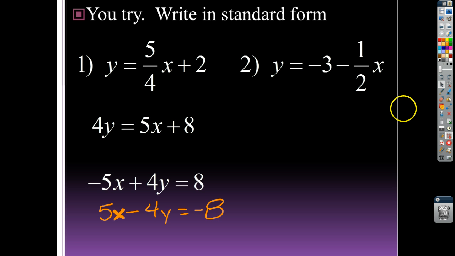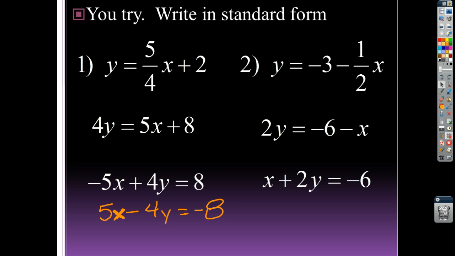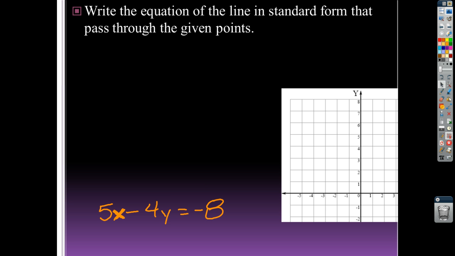All right. Next one. Multiply everything by 2. 2y is equal to negative 6 minus x. Add the x to the other side. So I get x plus 2y is equal to negative 6. No fractions, no decimals. X and y on the same side. And I have a lead coefficient of a positive integer. I'm looking good. Okay. Next.